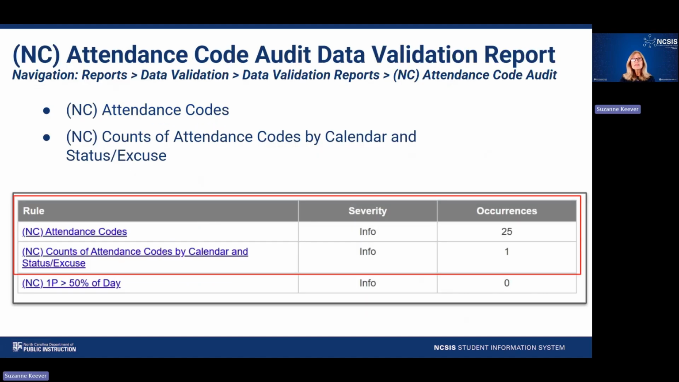You can review the NC Attendance Code Audit Data Validation Report to verify attendance codes and counts of attendance codes by your calendar, status, and excuse. And we have a link to that information here.